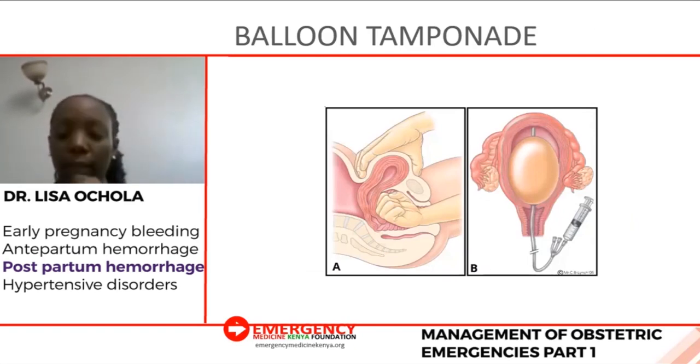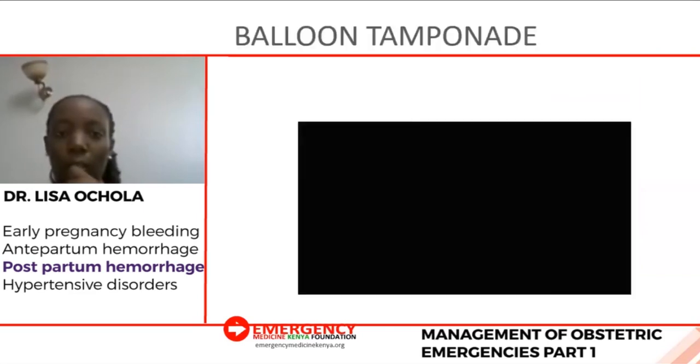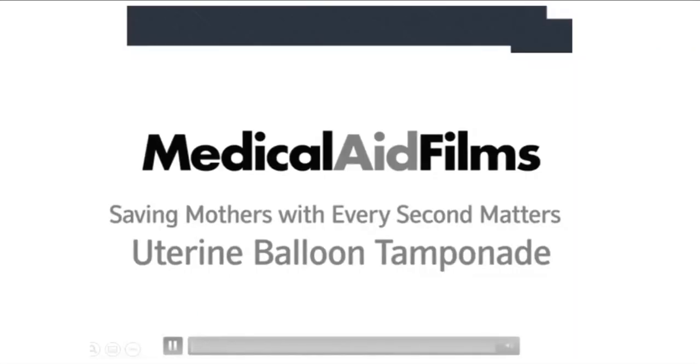But if you don't have access to these devices, you can use a condom and a catheter. So basically what you're looking at here is the condom, a one-way Foley's catheter, a syringe, and then just a suture to tie the condom around the catheter. So that's also very, very effective, and it's not expensive, and it's very easily stored anywhere. Okay. So next, we'll just look at a video showing us that.